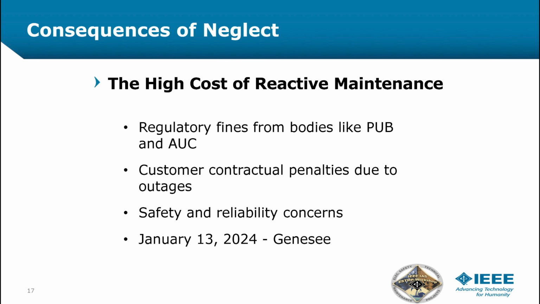The high cost of reactive maintenance. Regulatory fines from bodies like the Public Utility Board and the AUC are becoming more prevalent. Customer contractual penalties due to the outages. On January 13th, 2024, Genesee went down and had an overheated bearing.